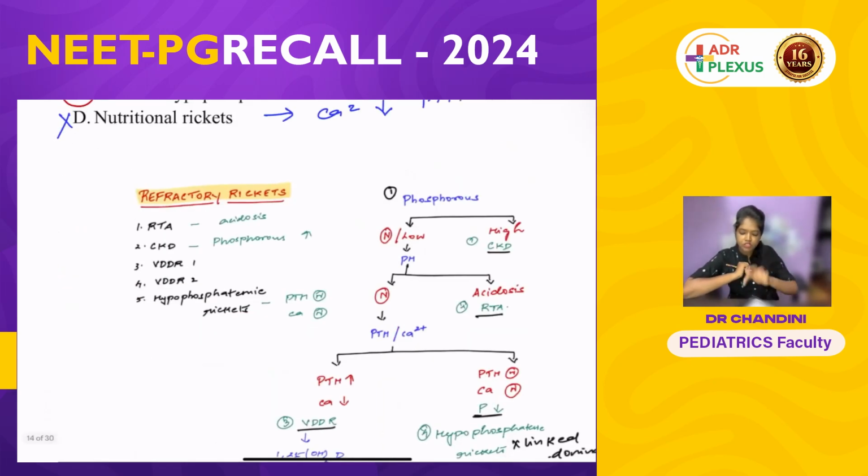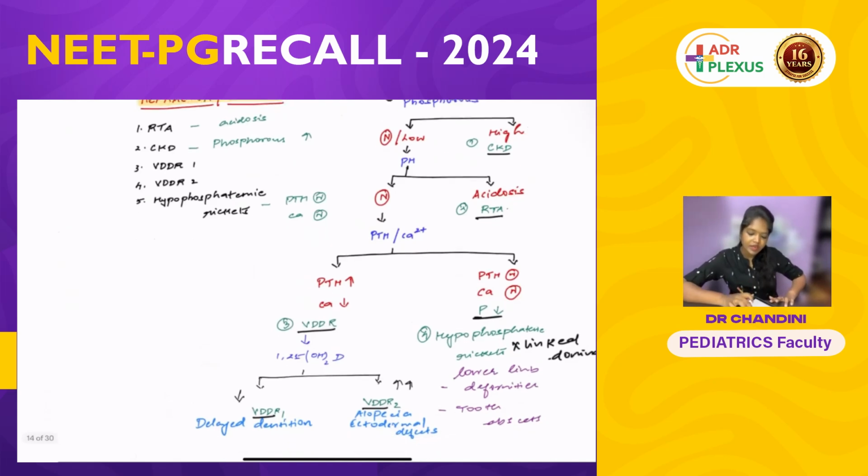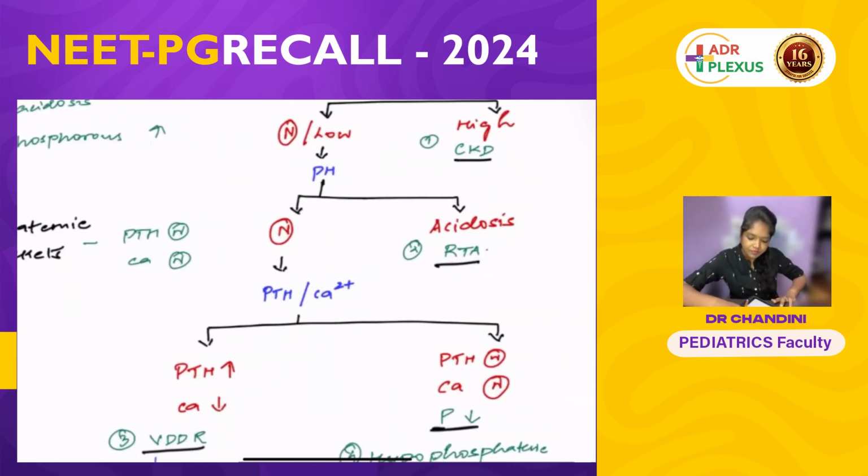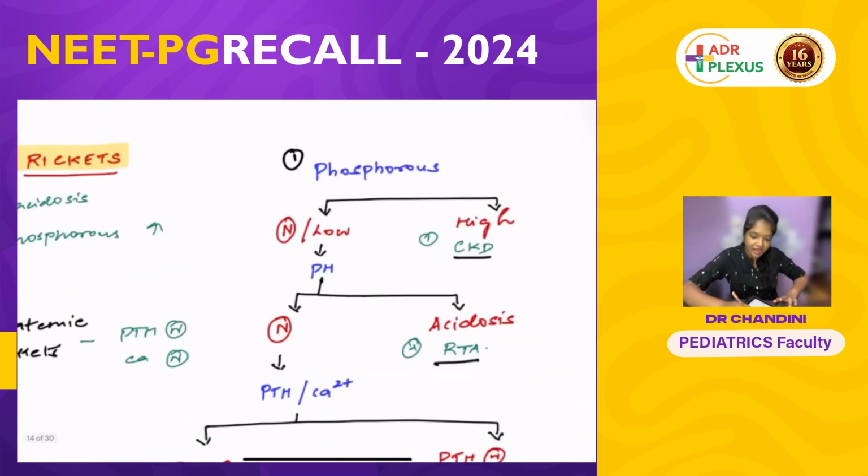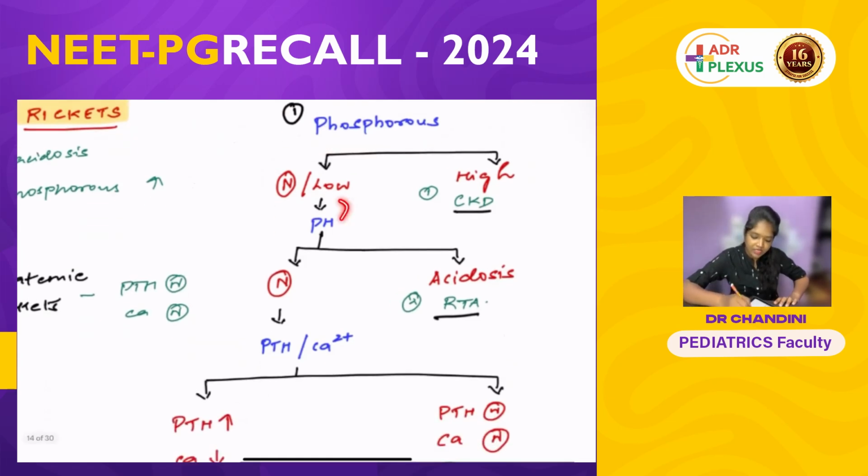So this approach we have discussed in the class. Whenever they give you a case of rickets which is refractory, and you think it is not nutritional, the first thing we are going to see is the phosphorus. If the phosphorus is low, the next thing you are going to see is the pH. So here in our case, phosphorus is low, so I am going to look at the pH. We don't have any record of acidosis or the pH, so we think it is normal. If it were acidosis, they would have given us.